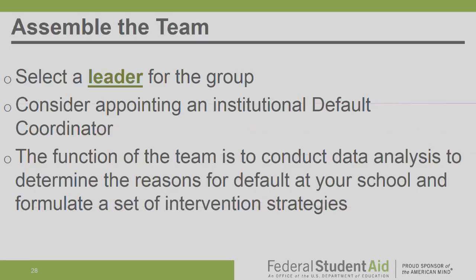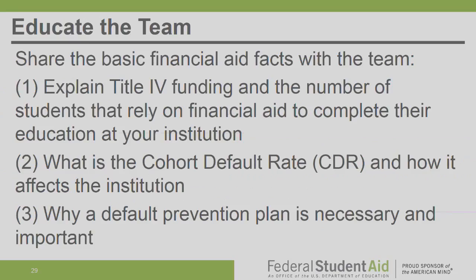The function of the team, the main function of the team is to conduct your data analysis and determine what are the reasons for default at your particular school. You can't take someone else's plan and plop your name on it and say, this is my plan. Your plans are going to be unique to the students in your school. And so we're going to talk about that.